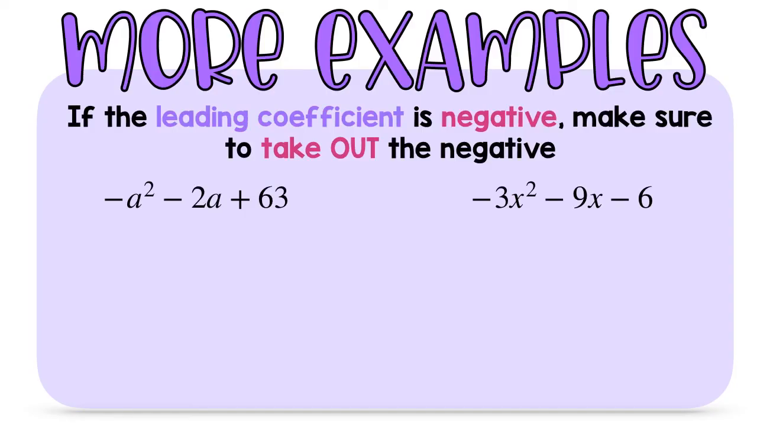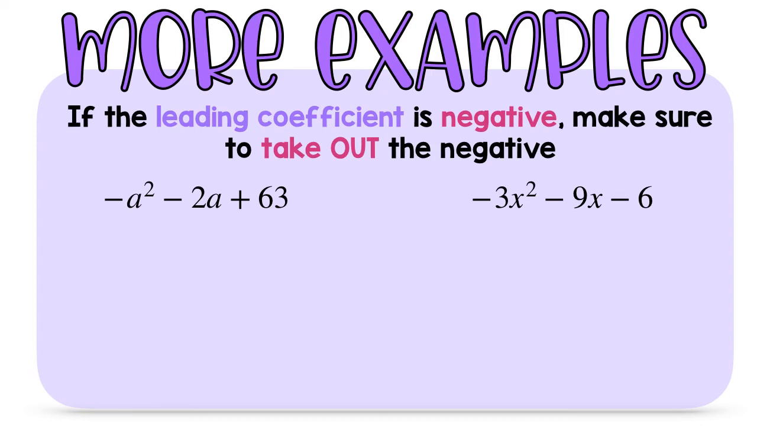Okay, so let's take a look at these last two examples. We're going to look at some where the leading coefficient is negative. Leading coefficient just means the very first number in the front. If that first number in the front is negative, you always want to take out that negative. So only if the first part's negative. It doesn't really matter if there's negatives over here, but if that first term is negative, you want to take out that negative, whether there's a number there or not.